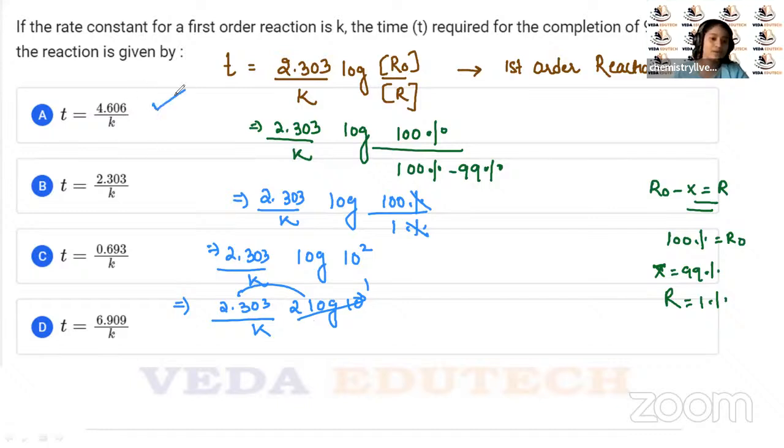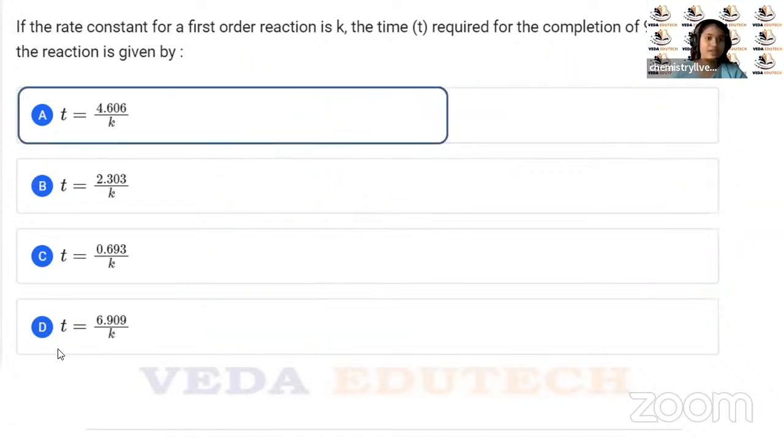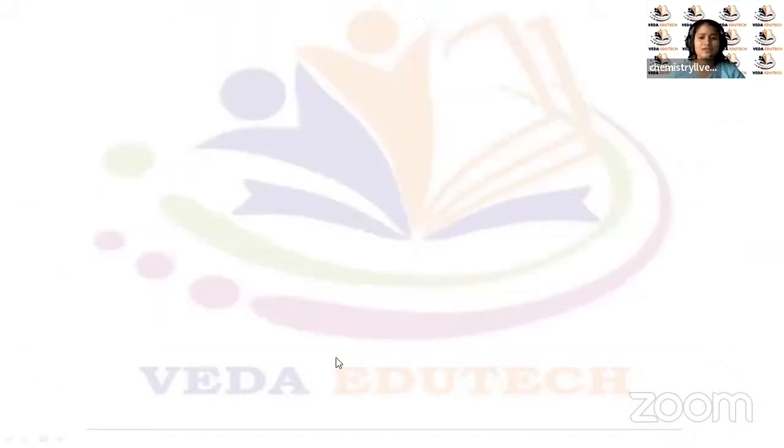So that is going to be this one. Yes, obviously option number 1 is going to be your correct answer. So option 1 is your correct answer, and this was an easy one. You generally get easy questions from here. Okay. So with this, our chemical kinetics ends.